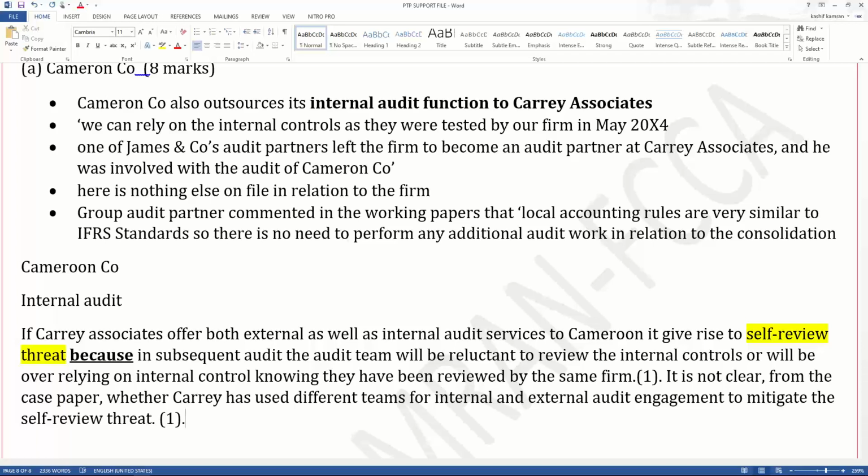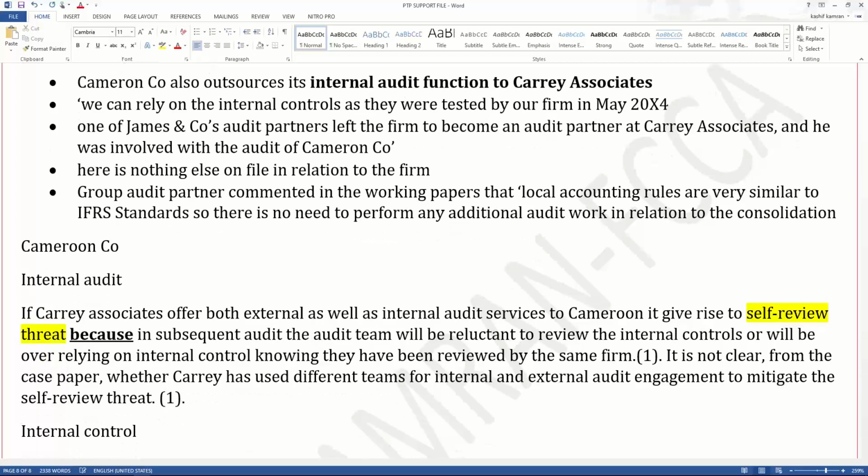Now the other issue in the order is we can rely on internal controls as they were tested by our firm in May 20x4. So see, they are relying on the internal controls because they know that the internal controls were tested by the same firm, Kerry Associate, in May 20x4. So let's put the next heading, internal controls, and let's write under internal controls.